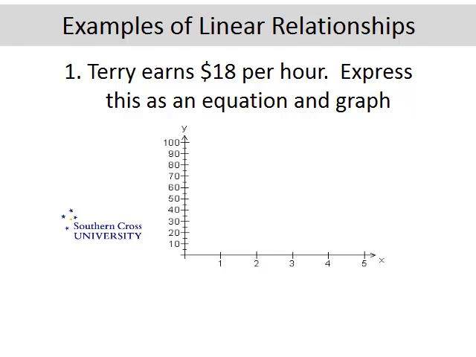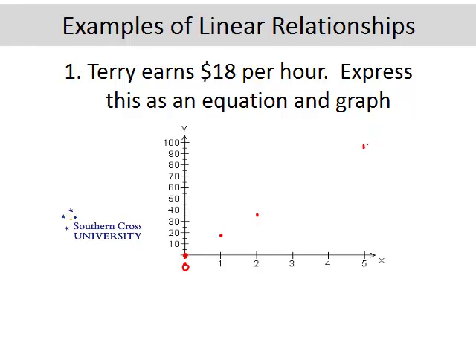We can do the graph first, or we can just look at the information we're given and come up with an equation. So in this one, we'll do the graph first. We know that if Terry works for no hours, he'll earn no money. So that will be a point for our graph. If he works 1 hour, he'll get about $18. 2 hours, 36. And 5 hours is going to be about $90.